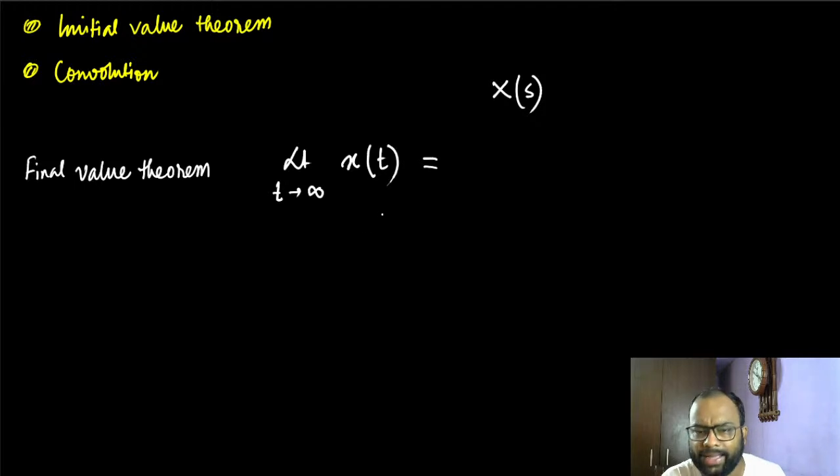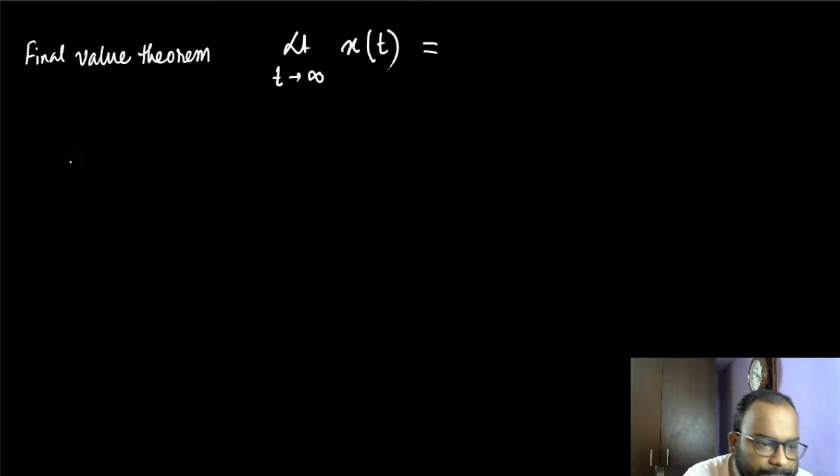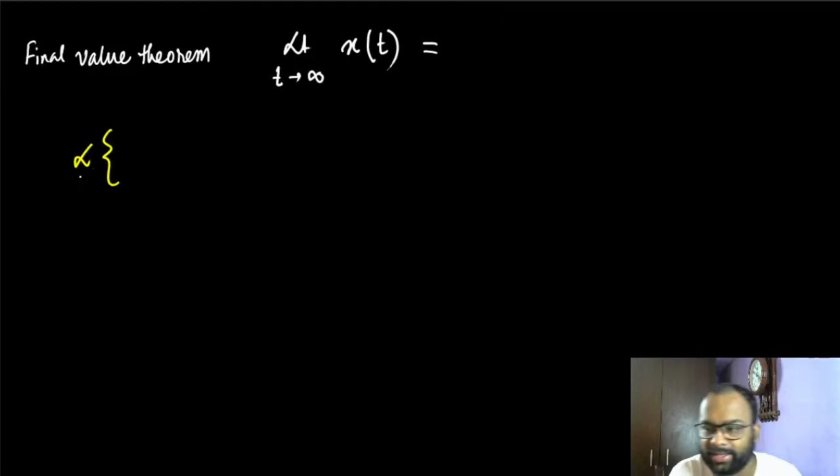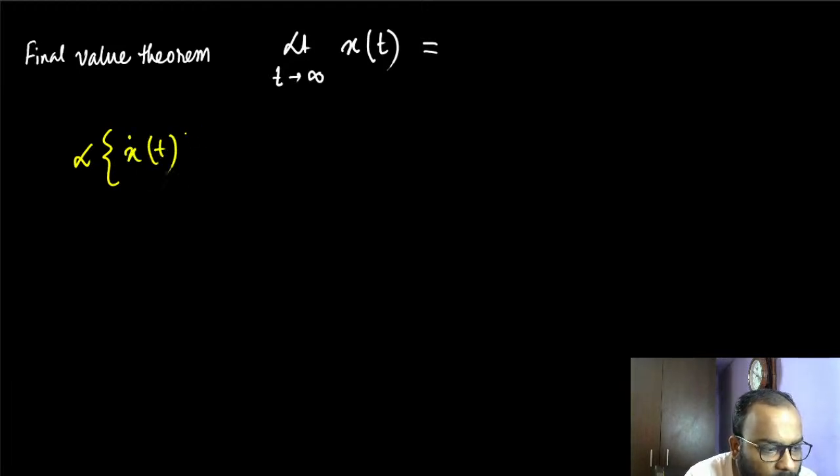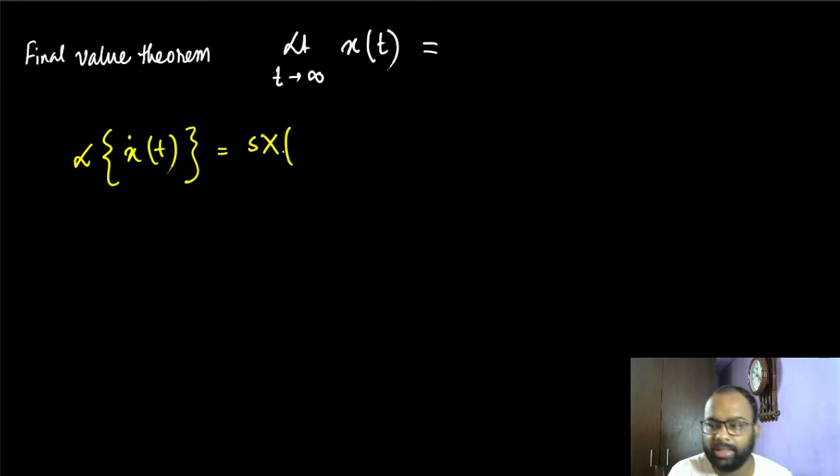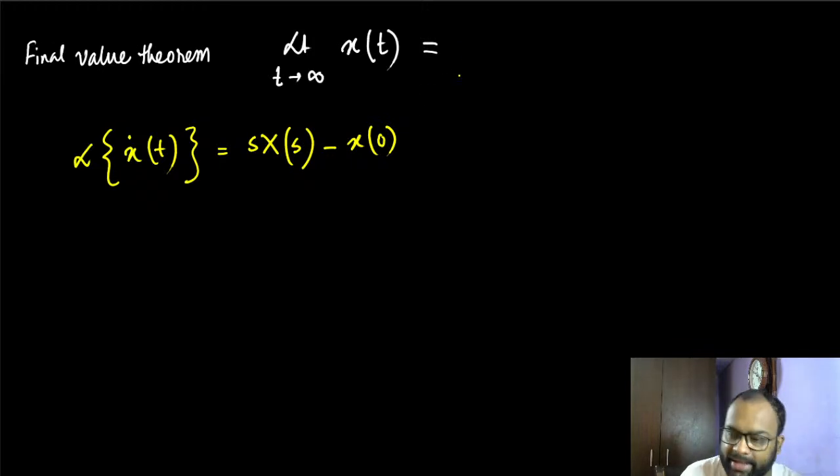So to figure out a way, let's look at the Laplace transforms of different things. We know the Laplace transform of the derivative of a signal, say x(t). What is the Laplace transform of the derivative of this signal? We know it is sX(s) minus x(0). Now x(0) is the initial value of the signal, and sometimes we consider zero initial conditions, but here we are writing the exact full formula.